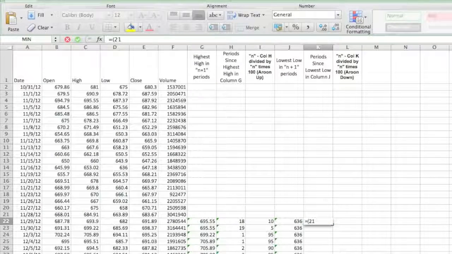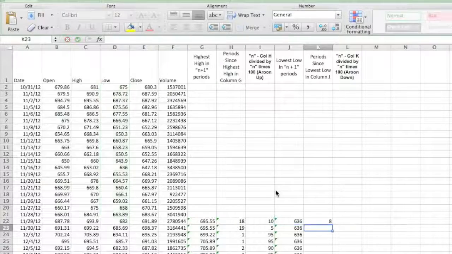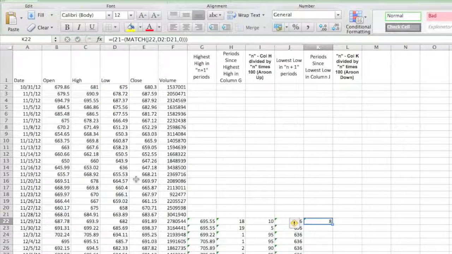So 21, and then match 636, and then highlight the values where it's going to be found, 0. So we have 8 days. Let's see, 636, which is here. It's 1, 2, 3, 4, 5, 6, 7, 8. So it's correct. Double click, fill in the rest.